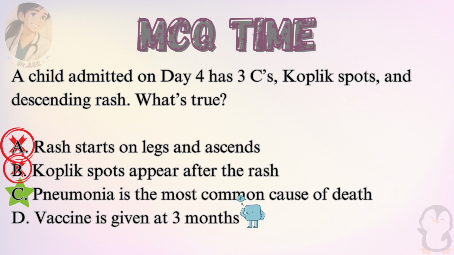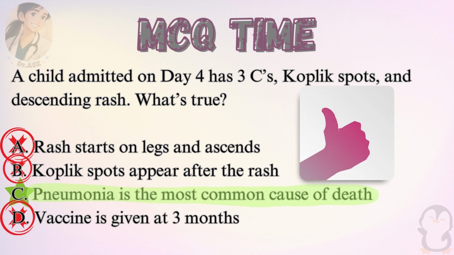Option D. Vaccine is given at 3 months. No, it's not correct. The MMR vaccine is a live attenuated vaccine and it's given at 9 months followed by a booster at 16 to 24 months, not at 3 months. So the correct answer is C. Pneumonia is the most common cause of death in measles. Super high yield guys, so don't forget this one.